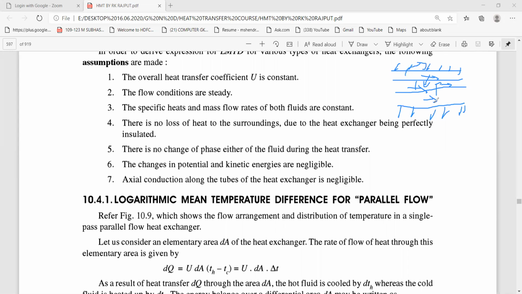No loss of heat to the surrounding. Heat loss to the surrounding is zero because the heat exchanger is completely insulated. The next important assumption is that there is no change of phase of either fluid during the heat transfer. As I told you, there is no phase transformation for the hot fluid and cold fluid during the heat exchange.